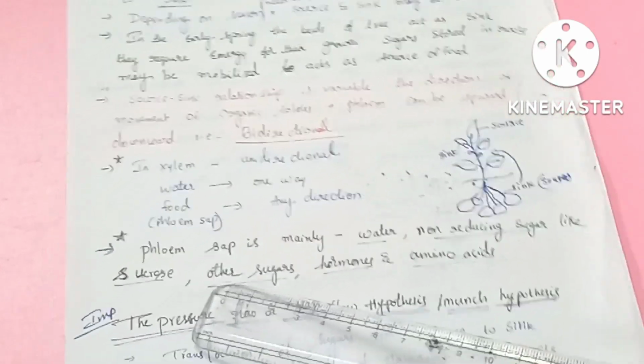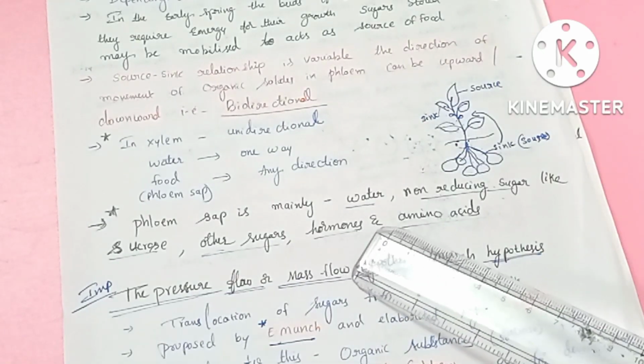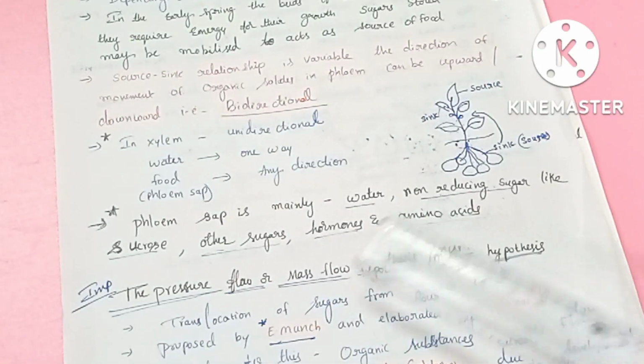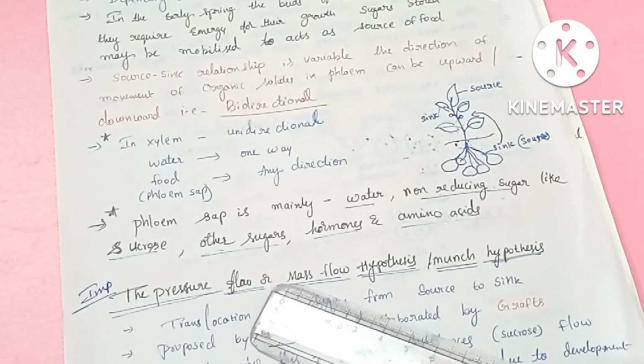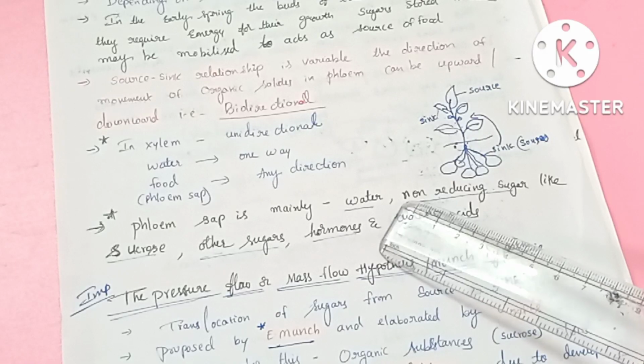And if we observe the phloem sap, what are the contents present in it? It contains water, non-reducing sugars like sucrose, and other sugars, hormones and amino acids. All these components are present in the phloem sap.